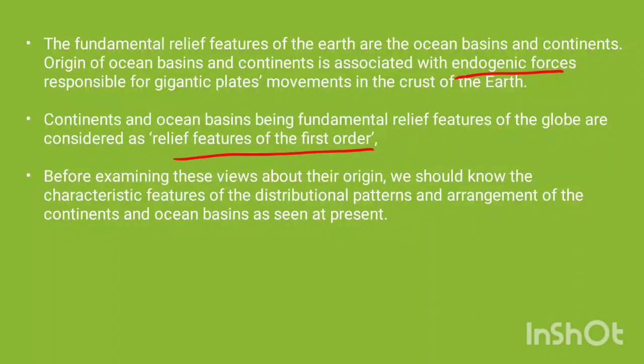There are 2 types of geomorphic forces that always work above the earth surface or beneath the earth surface. The process that works beneath the earth surface is your endogenetic forces, and the force which works above the earth's surface is your exogenetic forces. Due to the endogenetic forces, the volcanic activities and the plate movements occur. We have 7 major plates, and the plates move in different directions on the earth crust. So these continent and ocean basins are considered as the first order relief features.